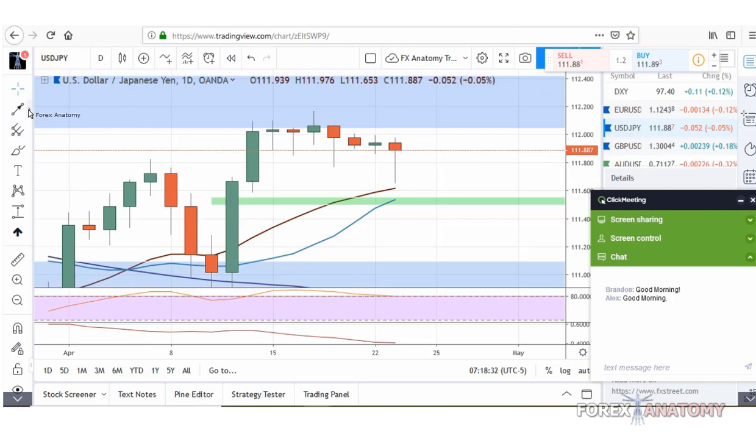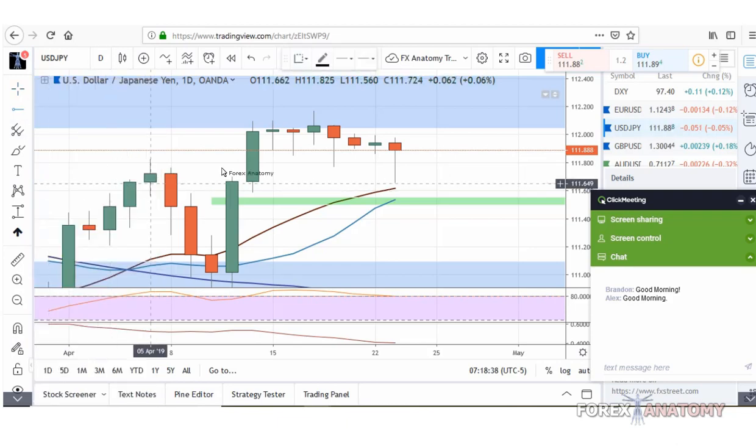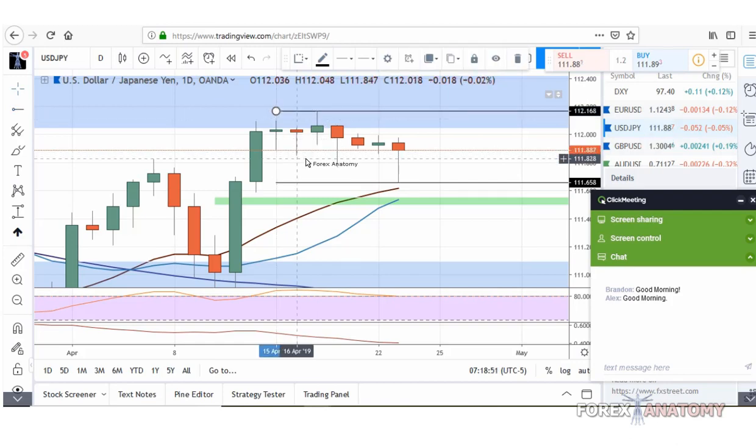So then let me just draw in this range right here. We're going to draw a horizontal line right at this low right here, and we're going to draw a new horizontal line right at this high right here. And we're not really going to do anything until price breaks either this level to the upside, or whether price breaks below and closes below this line.